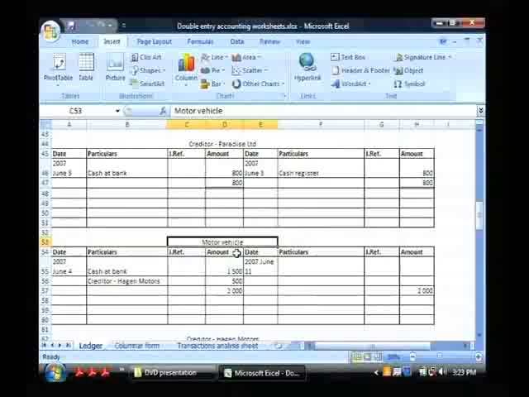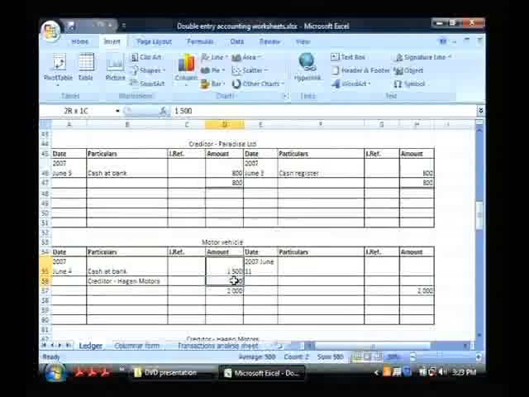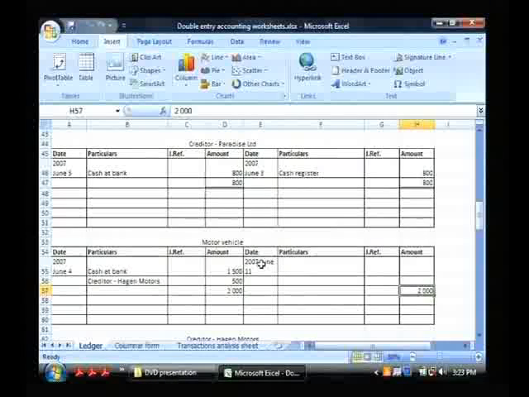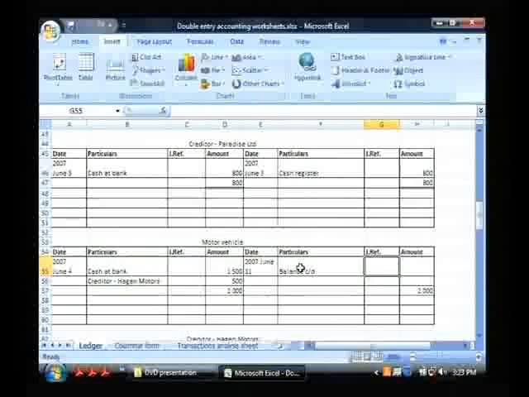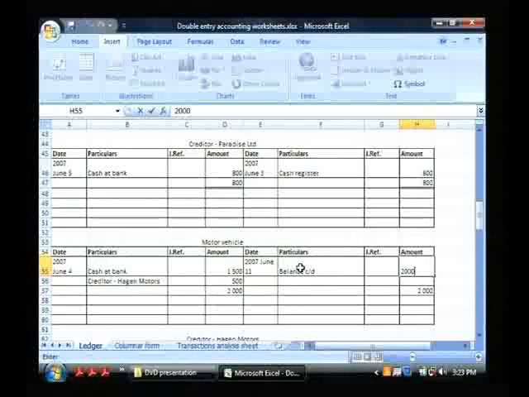Now let's look at the motor vehicle account. In the motor vehicle account, there are two transactions in the debit side, 1500 and 500. The total is 2000. Write 2000 here. And there are no entries in the credit side. Therefore, write the same amount in the credit side as well. Then write the date, balance in date, 2007, 11th June. Then write balance carried down, CD, 2000.